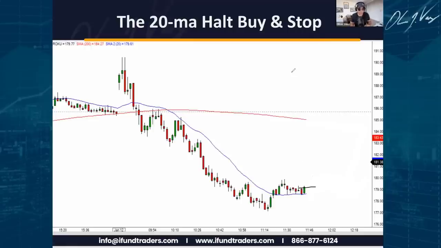Now, once you're in, okay, stop. Your protective stop is below the halt. We got a very low risk opportunity here. Now, I'm always saying the minimum target you should try to go for, you might not get it, is the 200 period moving average. All right. And sometimes we can break through on the secondary one. All right. But let's see if we can get to the 20, back to the 200 period moving average there.